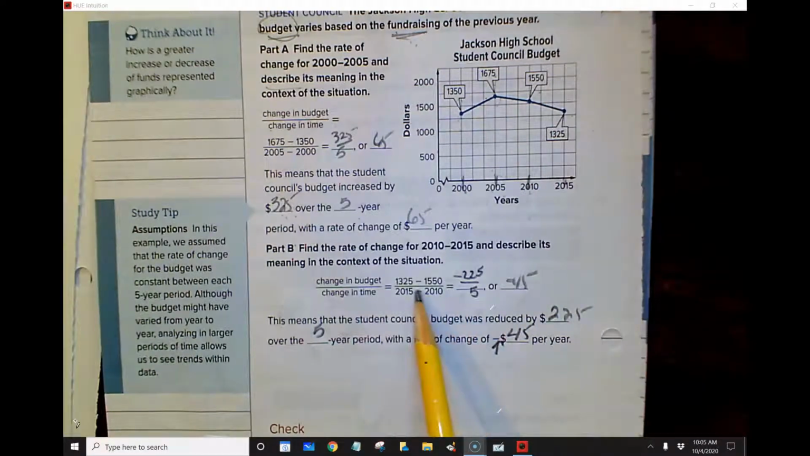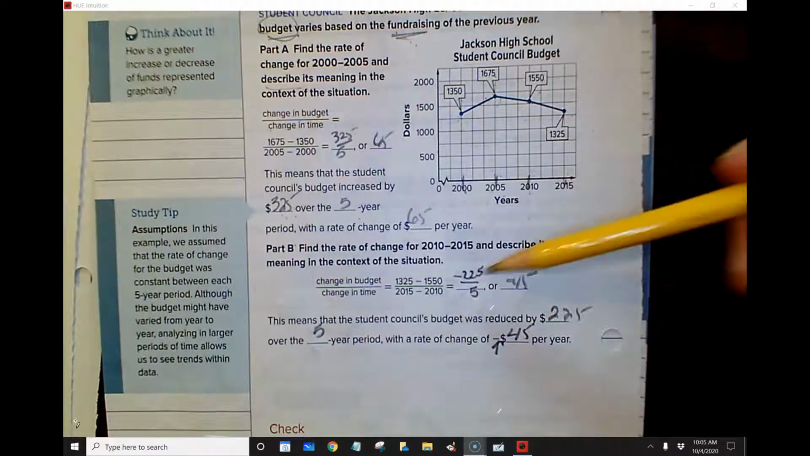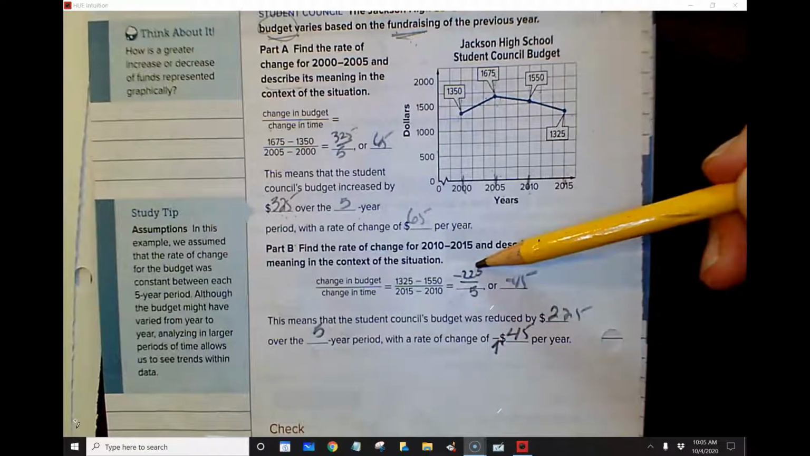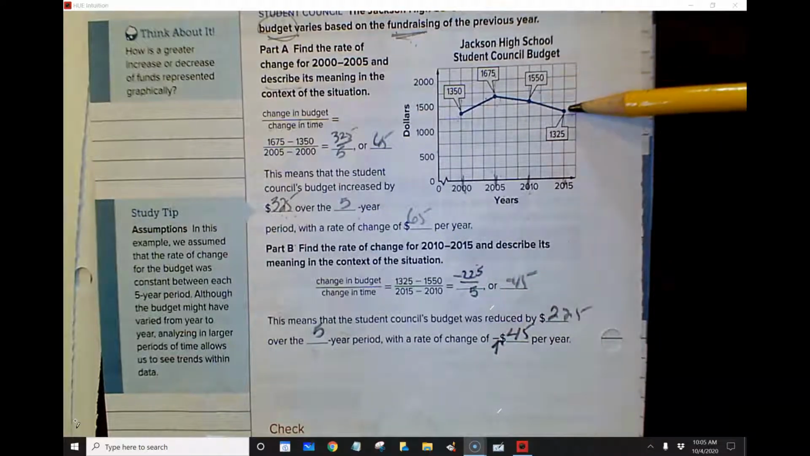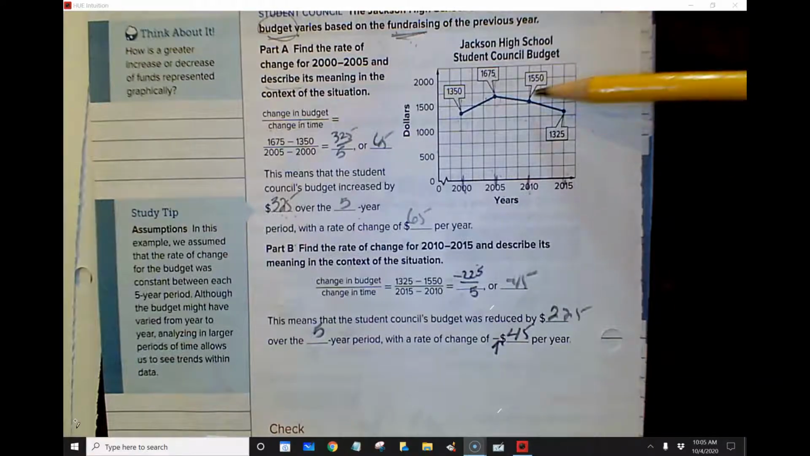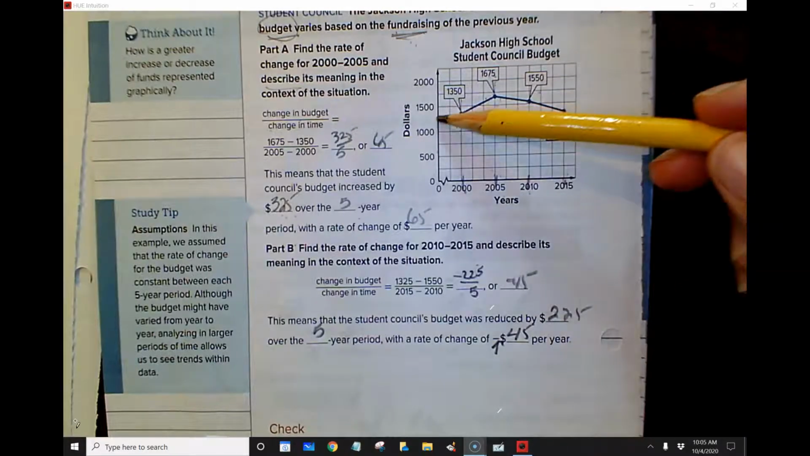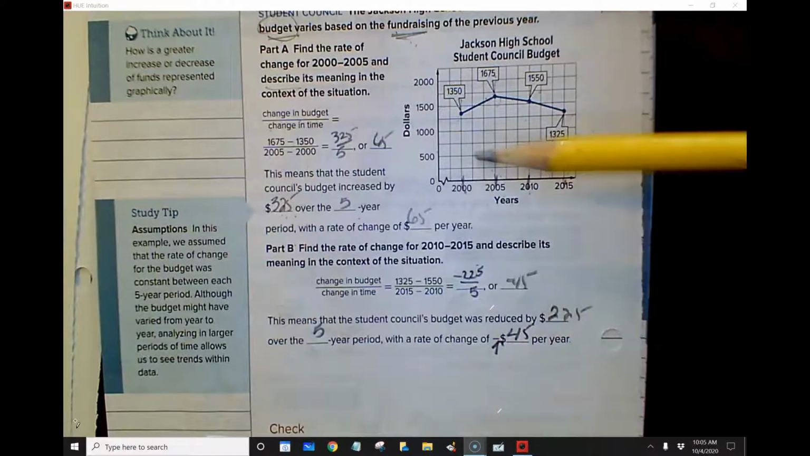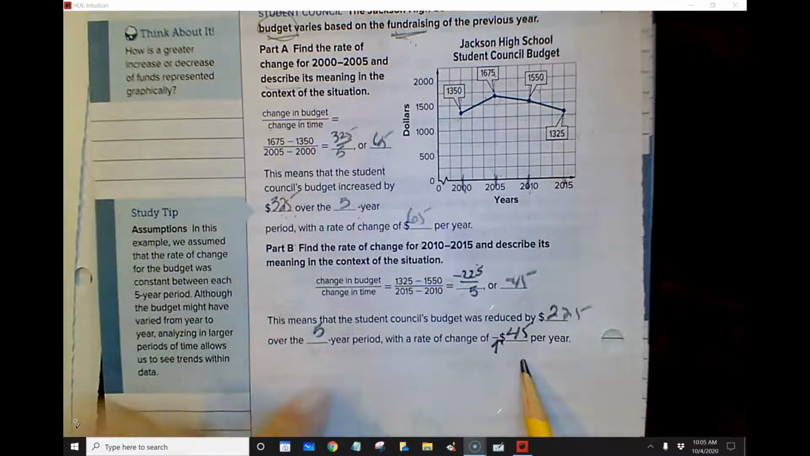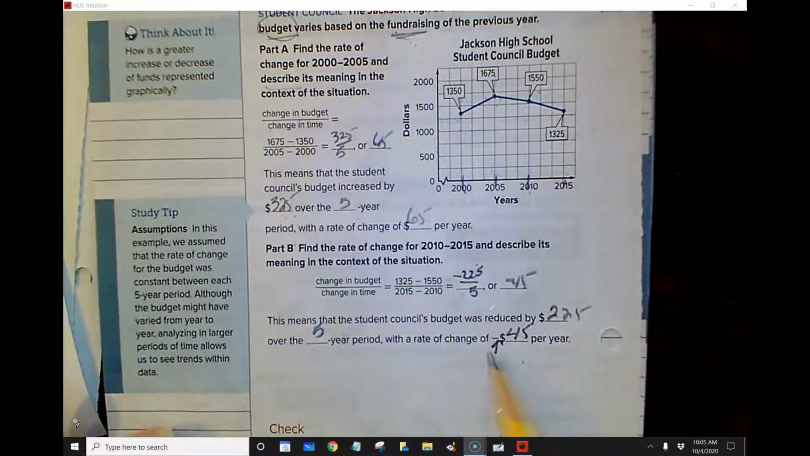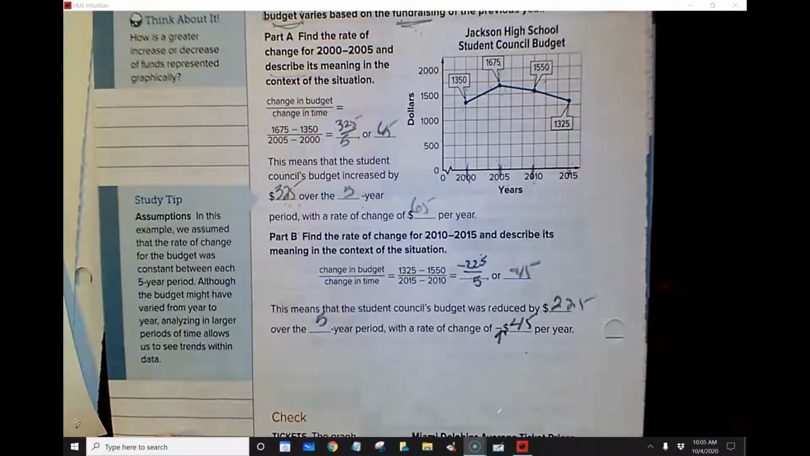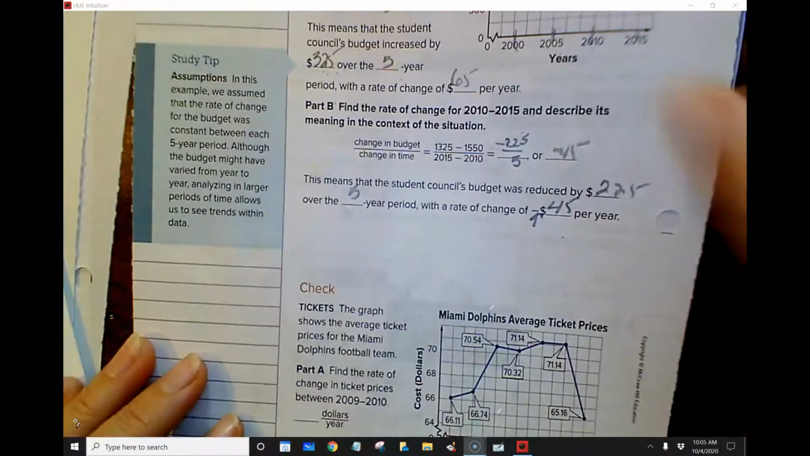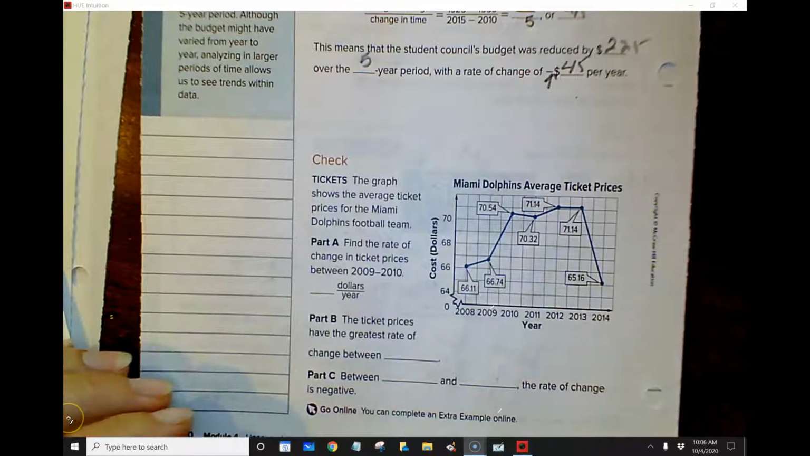So when you run the numbers, you'll see that we have a negative value here, which makes sense because we're dropping, we're declining over time. So the amount of money that we're bringing in, our budget's also decreasing here by $45 a year. You have to have that negative sign to show that we're losing money. Okay, do the check right now.